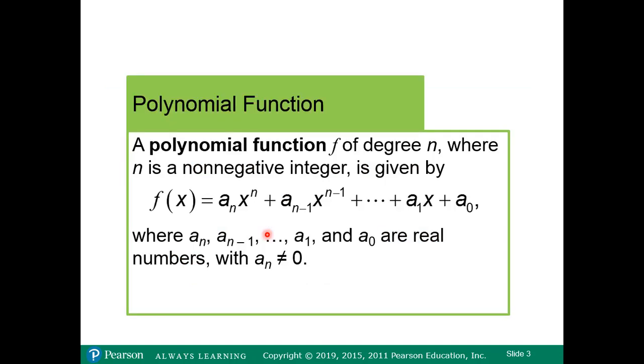A polynomial function: again, we have our polynomial expression, the algebraic expression of a polynomial, and now we're saying it's a function. A polynomial function f of degree n, where n is a non-negative integer, is given by this equation: a sub n times x to the nth power, all the way down to the constant term. Here a sub n minus 1 all the way to a1 and a0 are real numbers, where a sub n is not equal to 0. Otherwise, if it was equal to 0, we wouldn't have an nth degree polynomial function.